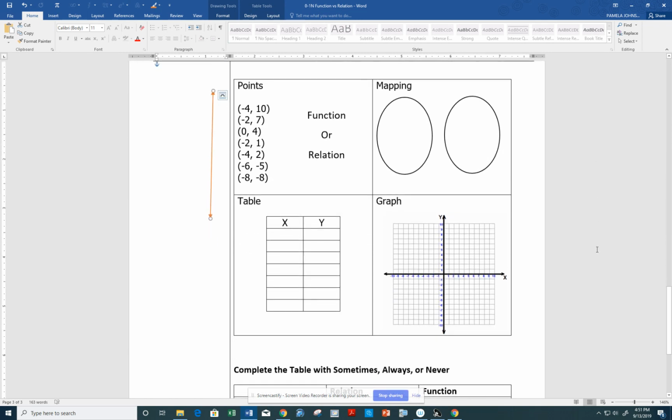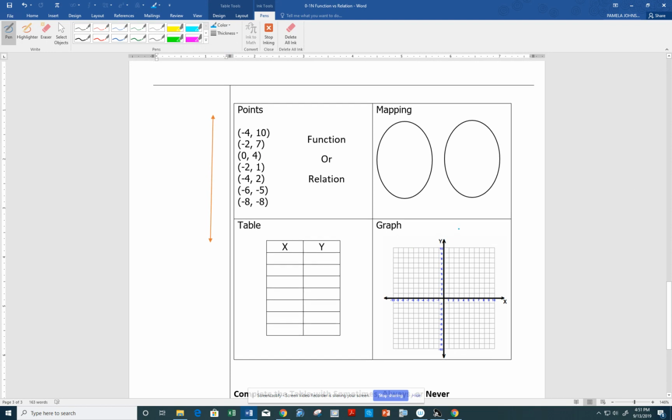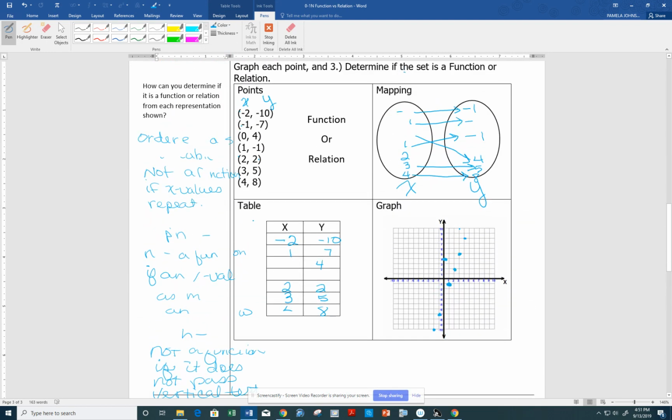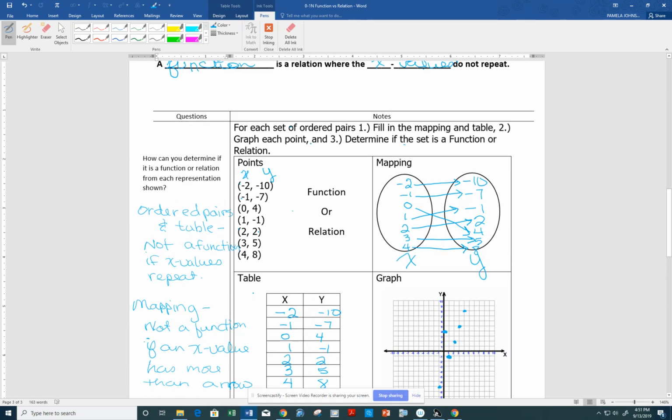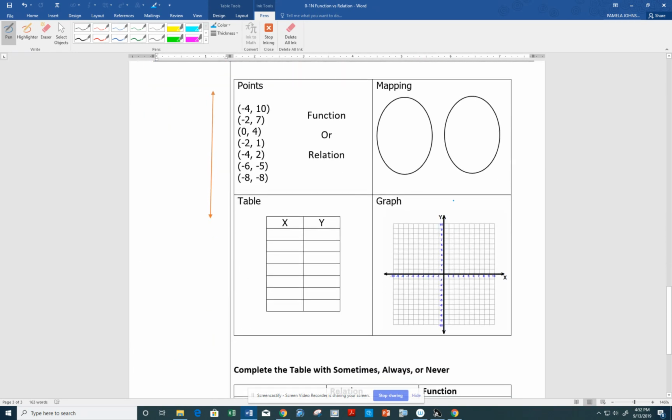Okay, let's look at this relation. So I've got, you know what, we didn't make our decision on the last one, did we? This is a function because none of the x values repeat. It is a function. All right, now let's go back here.